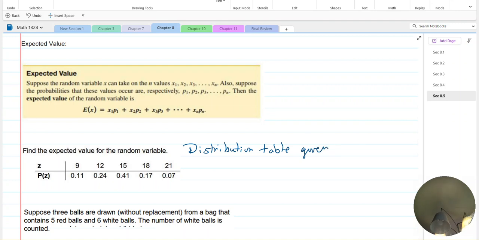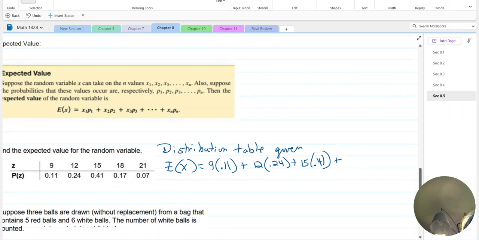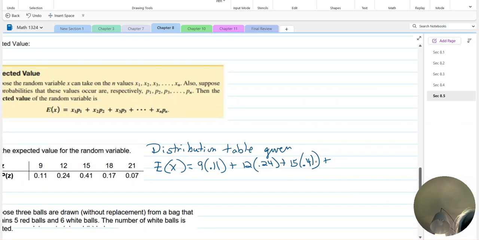So now they want the expected value. The expected value is going to be 9 times the probability of getting the 9, plus, because it's all addition, 12 times the probability of 24, plus 15 times the 41%, plus 18 times that probability, 0.17, and of course the last one, which is 21 times the 0.07.